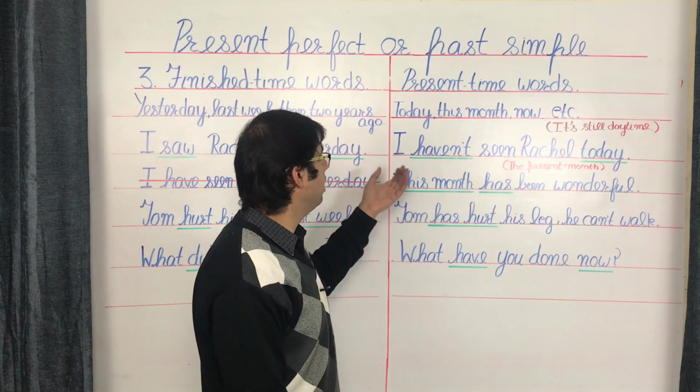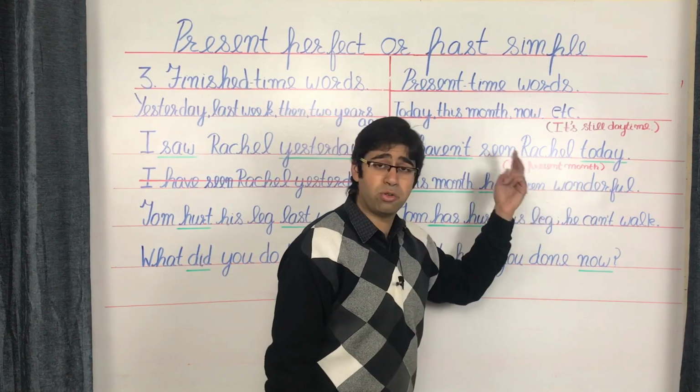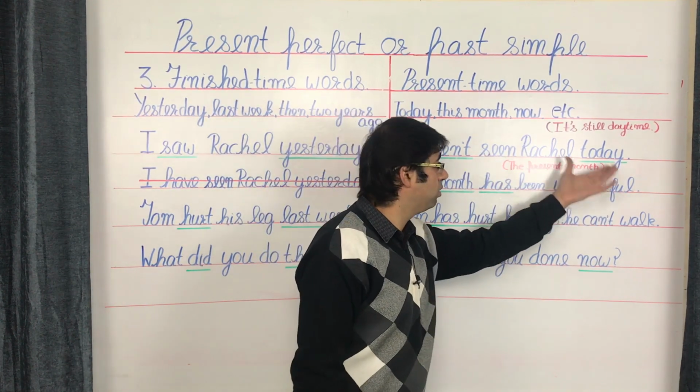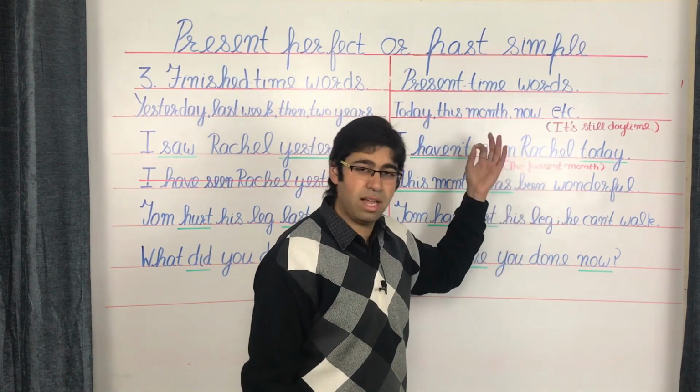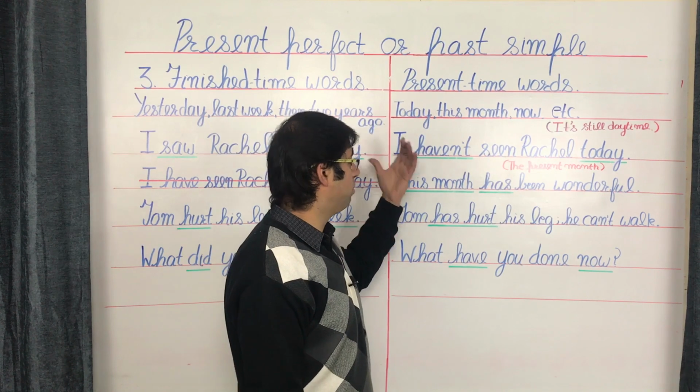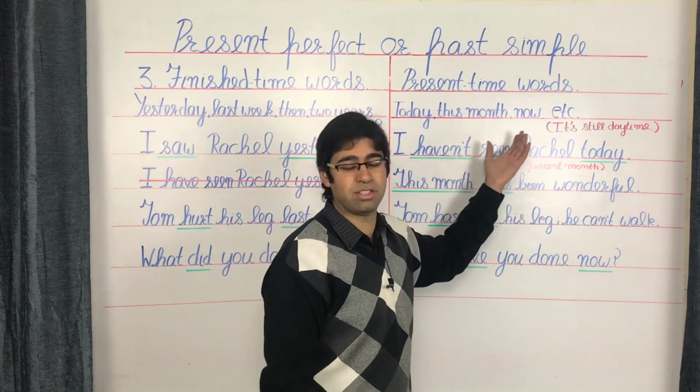Nonetheless, let's have a look at the same sentence with the present time expression, which is today, which alters the same sentence as I haven't seen Rachel today for 2 reasons. The first one being that you've got today over there, and the second one that it is still daytime, the day hasn't ended, and hence the usage of the present perfect as I haven't seen Rachel today.